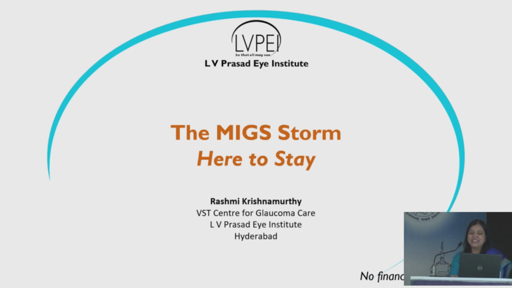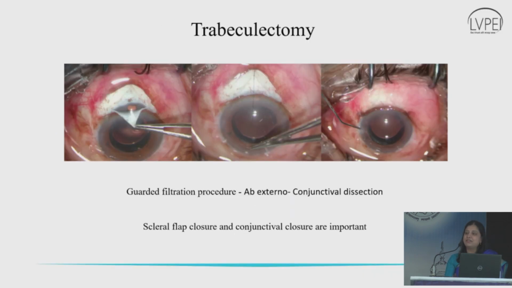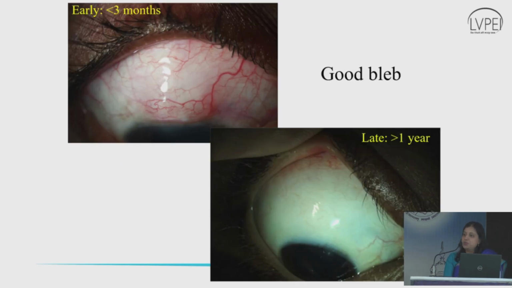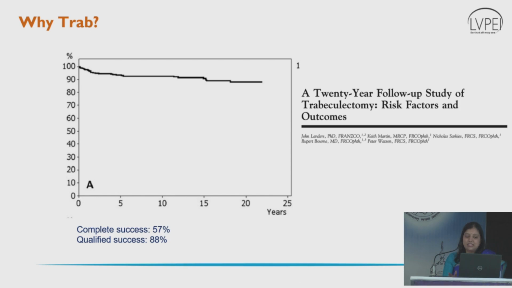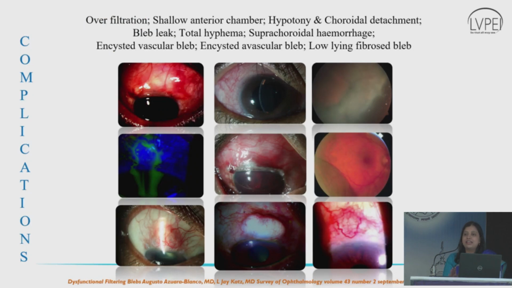So I'll be talking on MIGS. Rather than saying MIGS revolution or MIGS storm, whatever it is, it is going to stay with us. Conventional trabeculectomy is the gold standard filtration procedure that we have been doing all these years, and it is based on a scleral flap and a conjunctival flap. If it is working well in the early 3 months, it will definitely work for more than 1 year, and the success rate has been around 88% for 20 years. But there are complications with trabeculectomy, from some very mild ones to very severe sight-threatening ones.